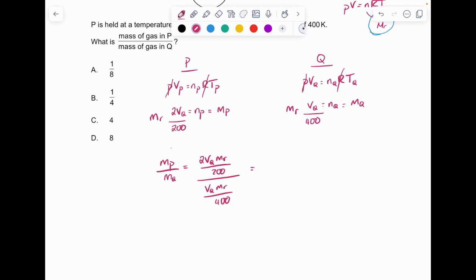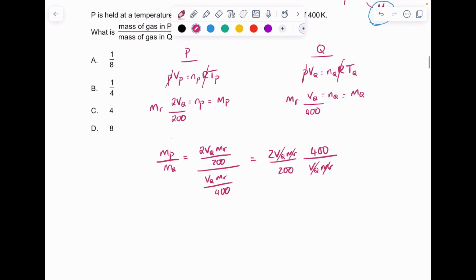Fraction on the bottom of a fraction, flip and multiply. So we've got 2 VQ MR over 200. The fraction on the bottom flips and multiplies, so now I've got 400 over VQ MR. So I can lose the VQs and the MRs. I'm going to get 2 times 400, which is 800, over the 200, which is 4.